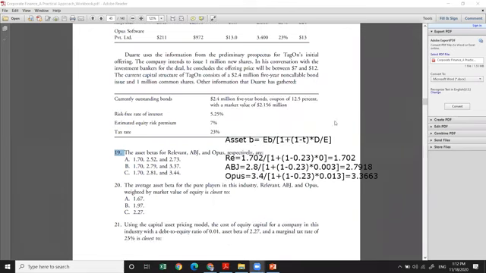Now I move to question 20. So we're given betas in here. They weighted the average asset beta for pure play players in the industry: Relevant, ABG and Opus, weighted by market value of the equities. So we need to calculate the weighted average of the asset beta, okay?